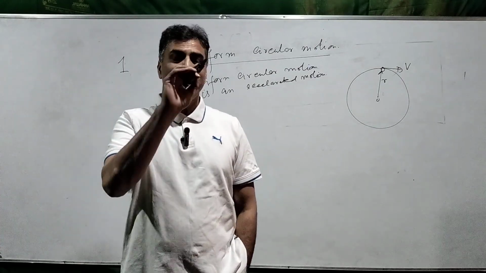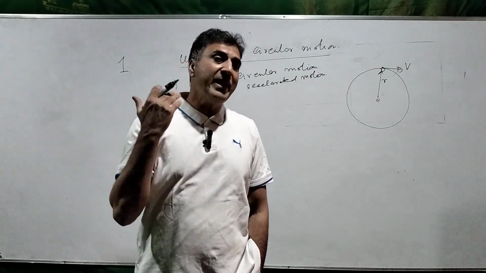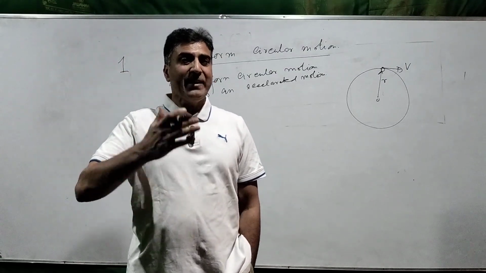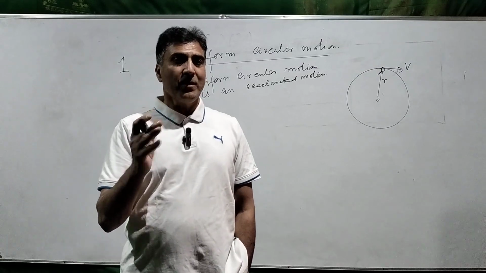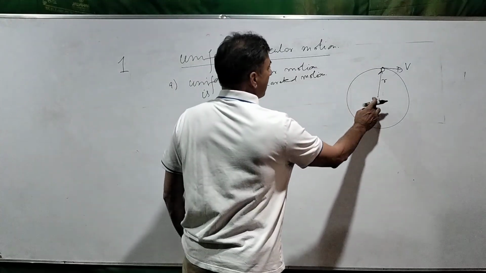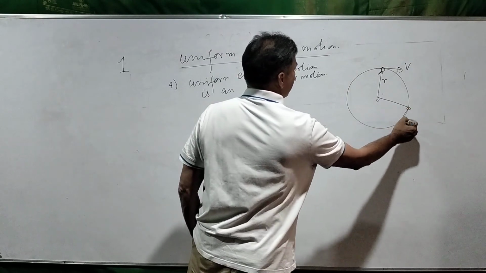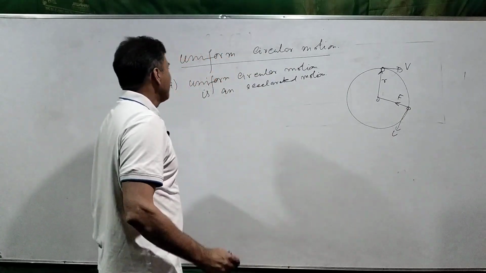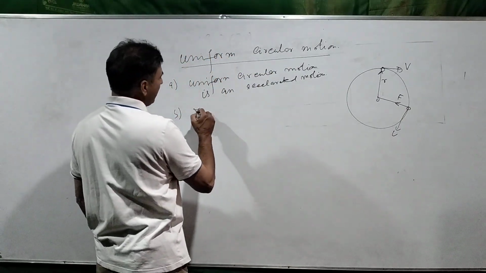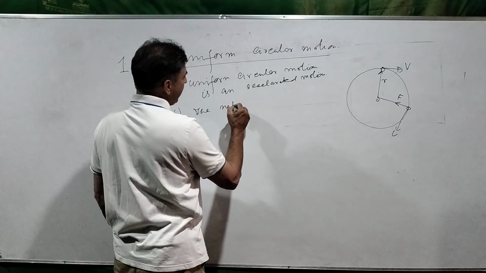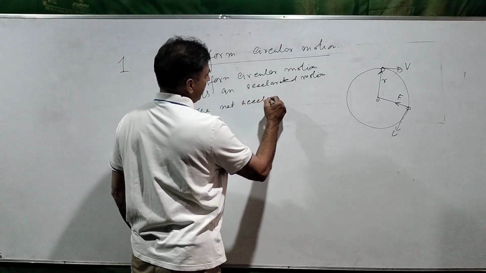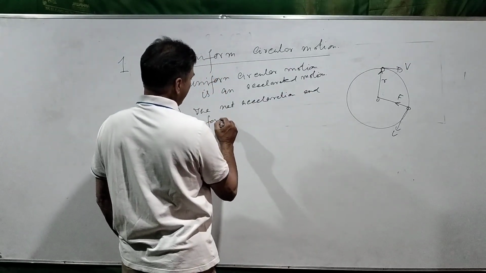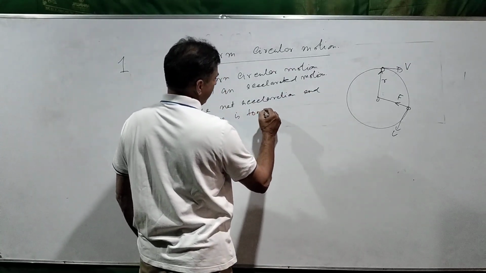So, in uniform circular motion, a particle moves in a circle with constant speed. There is a force acting on the object. And the direction of that force and the direction of the acceleration is towards the center of the circle. The particle is moving with speed and the force is in this direction. The net acceleration and force is towards the center of the circle.